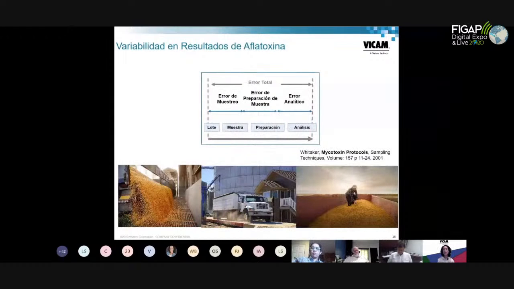And the sampling procedure can also vary depending on the type of product, whether it's wheat or whether it's corn, for example.